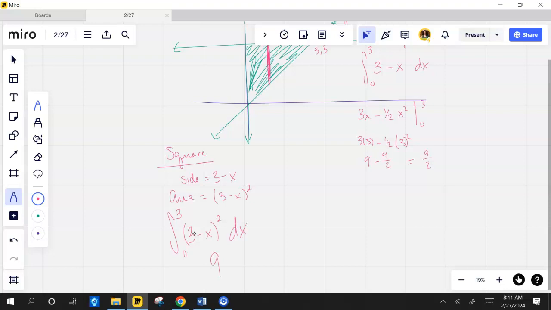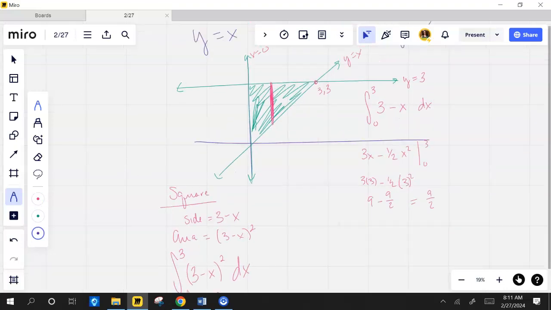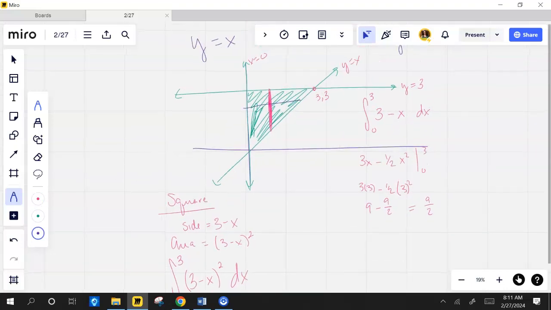Part C, let S be the base of a solid with cross sections perpendicular to the y-axis that form a semicircle. So this time, here is my cross section, and it forms a semicircle. I'm working with respect to y instead of x, but my equation is just y equals x, so that makes life a little bit easier.